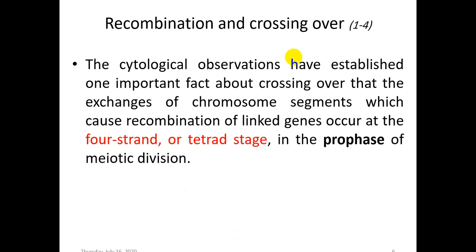And we explained this from the first tetrad stage, only 2. Okay, so cytological observation has established one important fact about crossing over, that the exchange of chromosome segments which causes a recombination of linked genes occurs at the 4 strand stage. We are talking about the stage, not that all 4 strands do it. No, it will occur on only 2. And these come from different chromosomes, from 2 chromosomes, not from the same chromosome, at this stage of the process of meiosis.